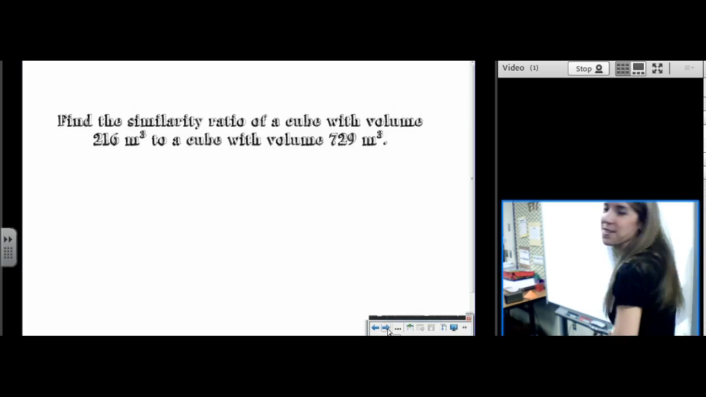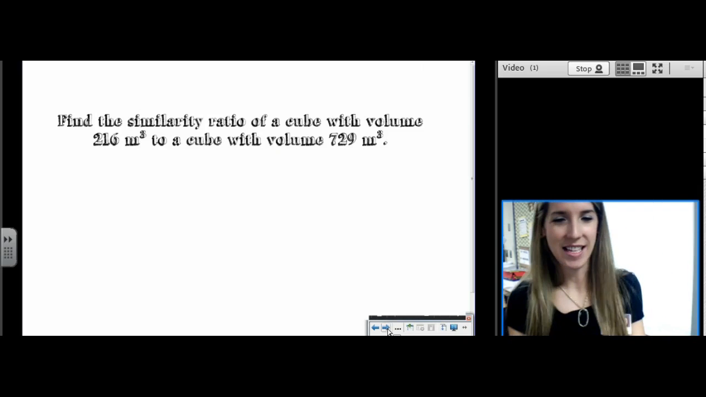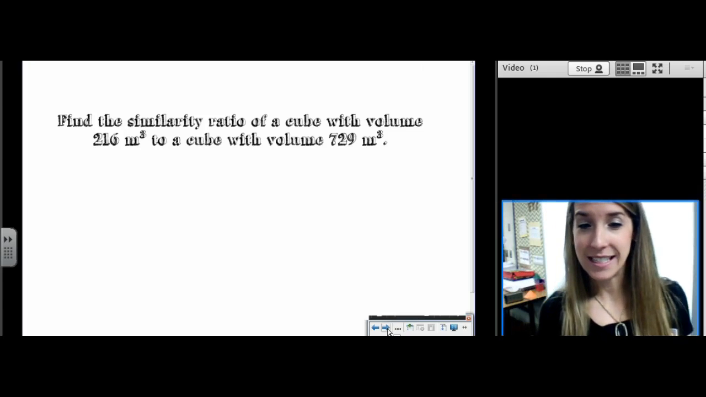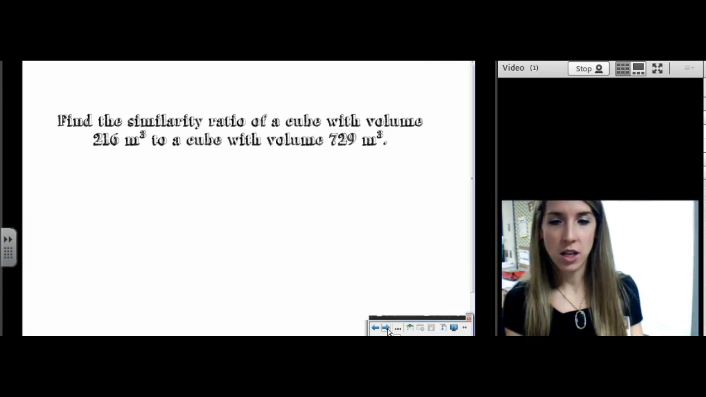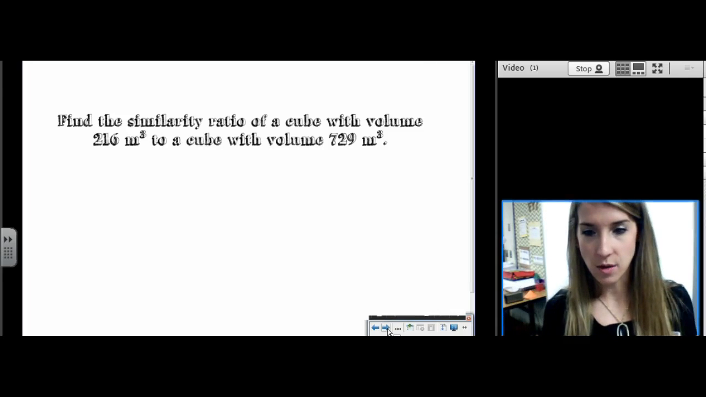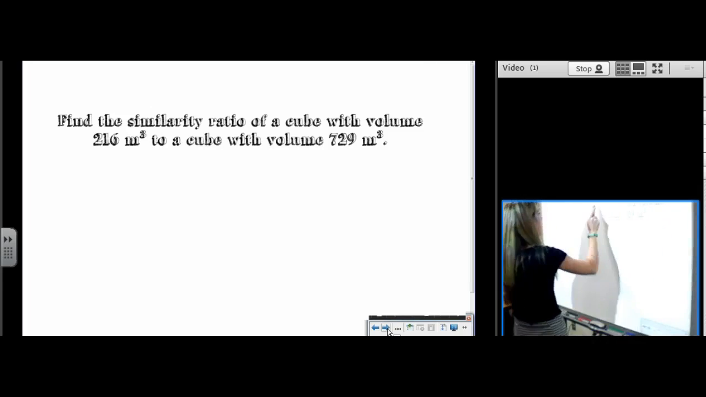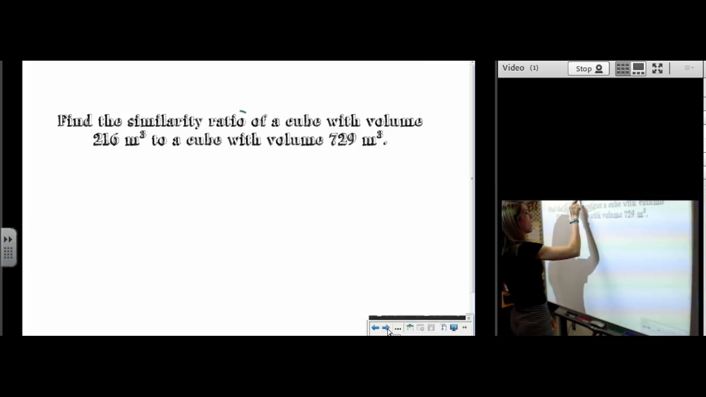Okay, here's the ones that we love. This is from Friday's lesson. Okay, find the similarity ratio of a cube with volume of 216 cubic meters to a cube with a volume of 729 cubic meters. It's not as hard as we make these out to be. So, the similarity ratio is always the 1D ratio. That's what it's asking for.